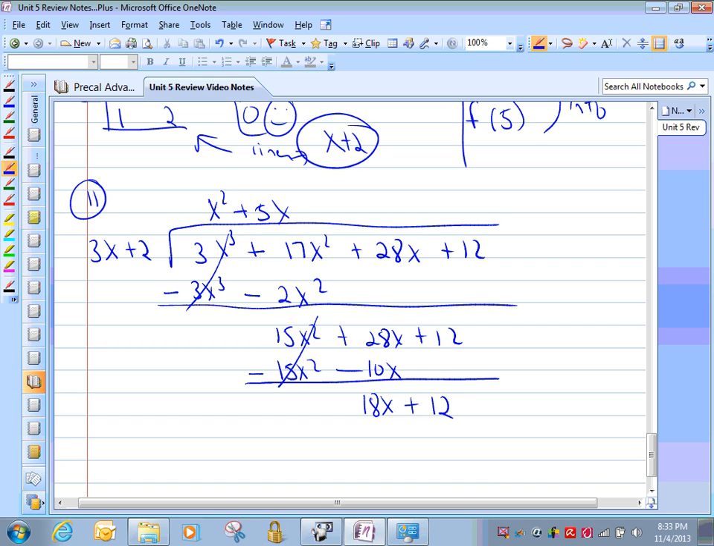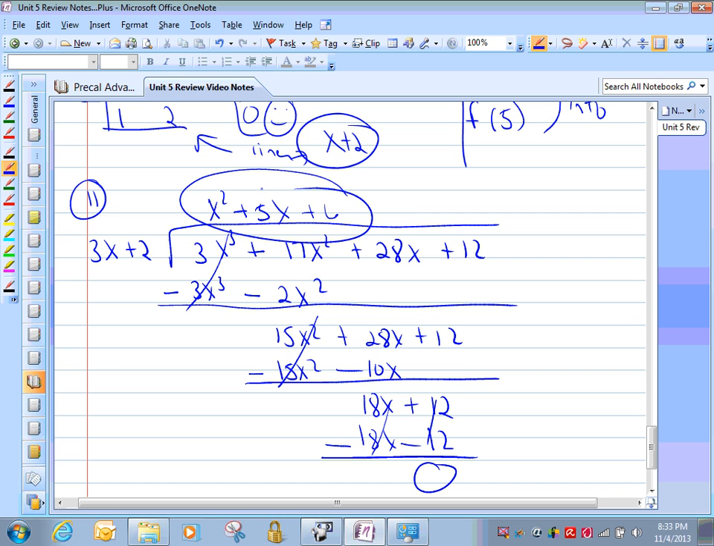So 3x times something gives me 18x, and that would be a positive 6. So 6 times 3x is 18x, and 6 times 2 is 12. Draw our line, and ding, ding. Change the signs. That cancels, 0. Wow, we did long division, and that is our result.